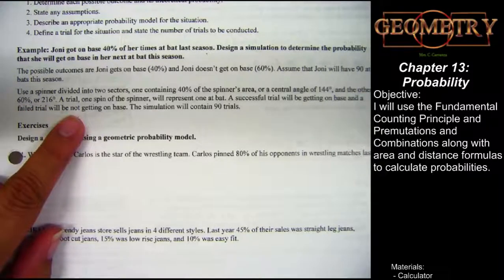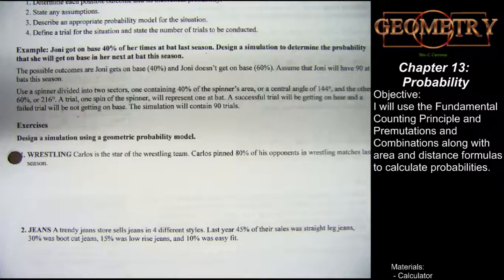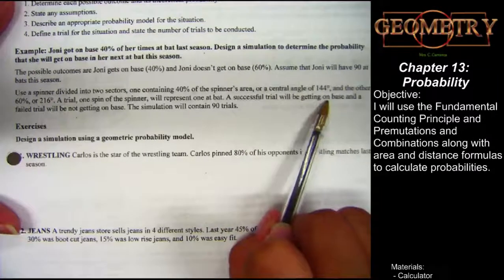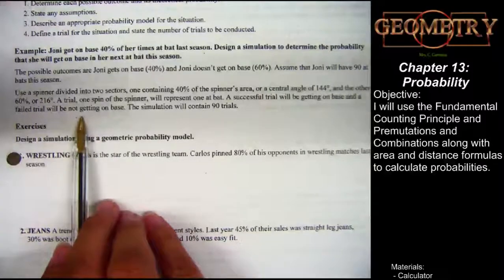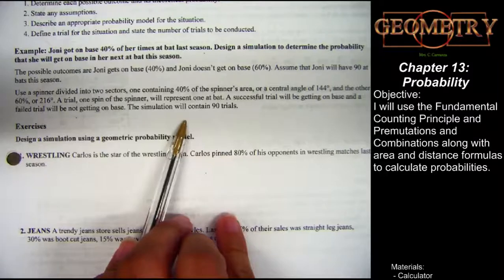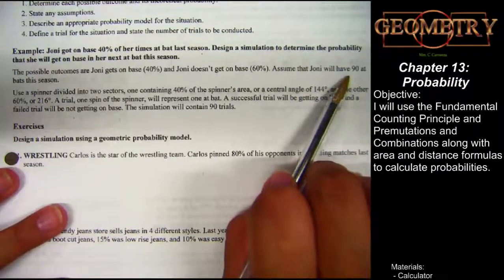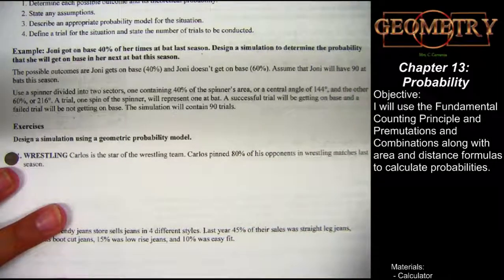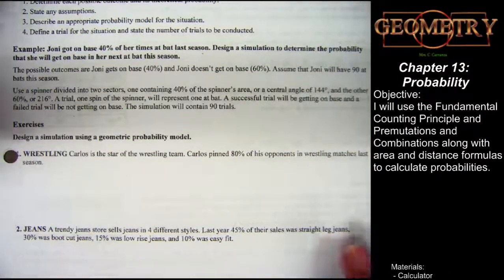Then we're going to describe the trial. One trial is one spin of the spinner, and that's going to represent Joni going up to swing at the ball one time. Not that she has one swing, but she has one attempt to try to get on base. So she could strike out, or she could hit a home run, or she could hit a double or foul or something. She could do something in there, but what we're actually looking for is her on base or her not on base. Okay, make sense? A successful trial is she got on base, and a failed trial is she did not get on base. And the simulation is going to have 90 trials because we're assuming she's going to have 90 chances this coming season. Okay, do you see how we made that simulation happen?